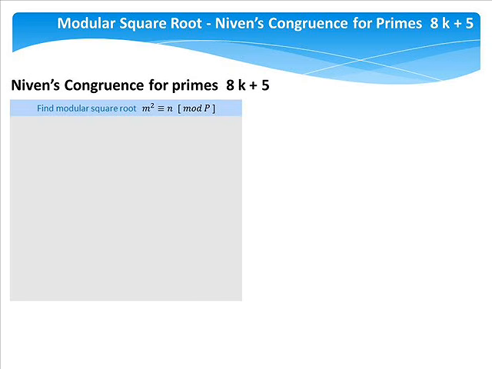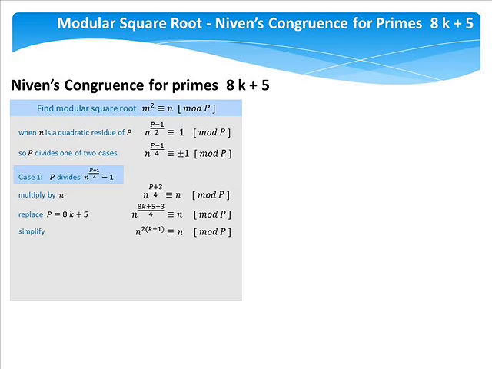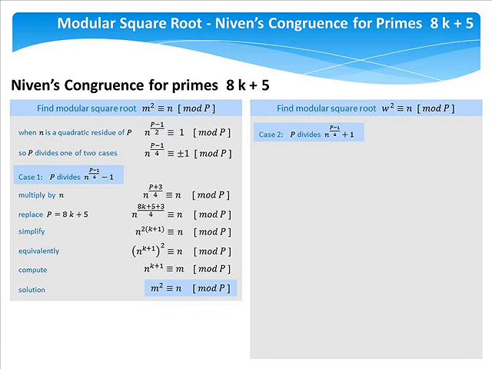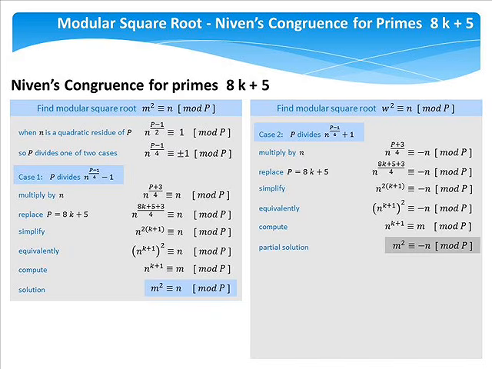When working with primes of the form 8k plus 5, the procedure is largely similar to the case of 4k plus 3. However, since 4 divides p minus 1, it introduces two distinct cases. If the residue is 1, the solution is straightforward and follows the same steps as before, with the adjustment of substituting p as 8k plus 5. If the residue is minus 1, following the same steps as the previous case leads to a partial solution. M squared is congruent to minus 1 modulo p.